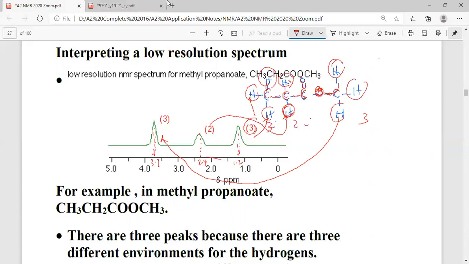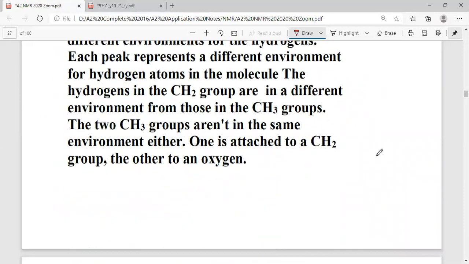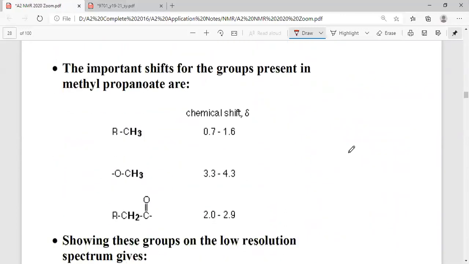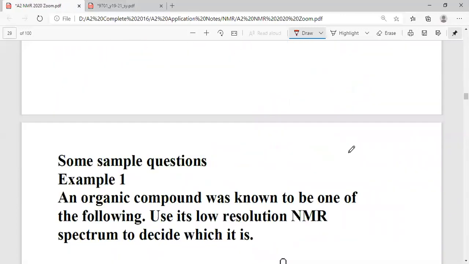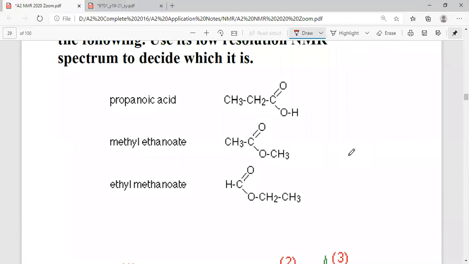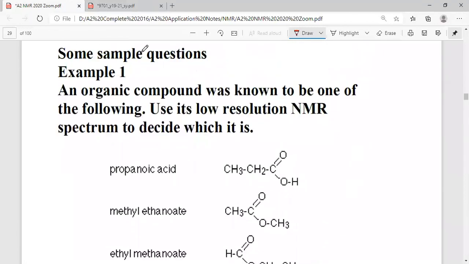So you can see the types of hydrogen and the number of hydrogen. Now this of course is called a spectrum. This is low resolution. Later we look at the high resolution, which is the splitting. Now some more examples here, you can read up here. Here we have example 1.